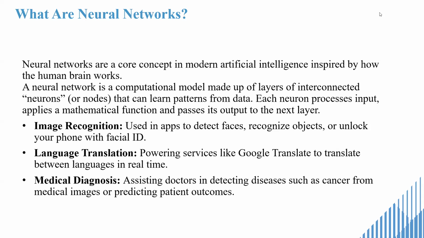Each neuron processes input, applies a mathematical function and passes its output to the next layer. So you can see we have image recognition used in apps to detect faces, recognize objects, and unlock your phone with facial ID. So you can see all of them in your daily life. Also, language translation, powering a service like Google Translate to translate between languages in real time. Medical diagnosis, assisting doctors in detecting diseases such as cancer from medical images or predicting patient outcomes.